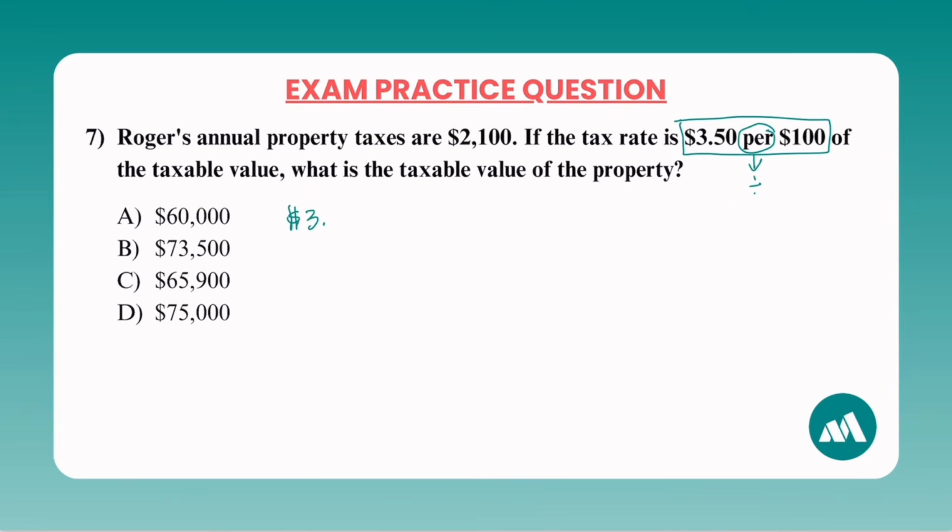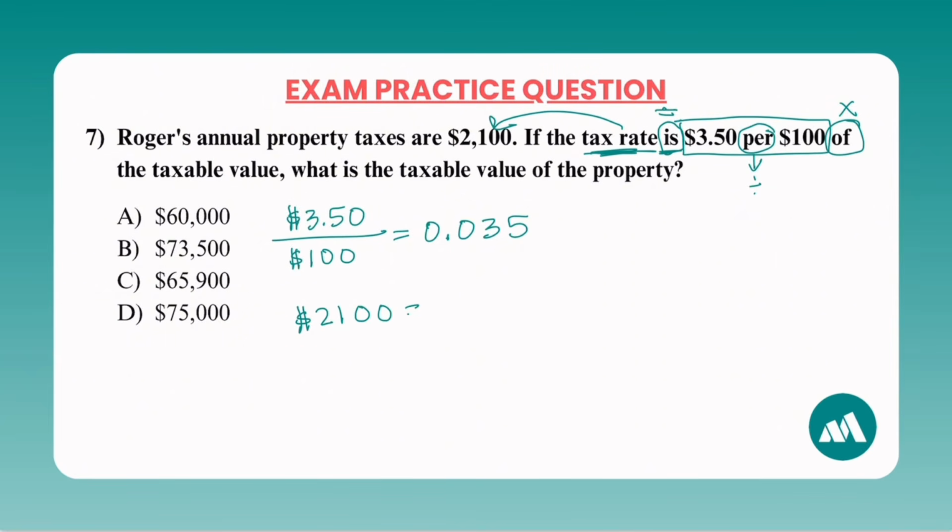So we're going to take $3.50 and divide it by $100. That is going to give us a total of 0.035. If you notice in this question, it says if the tax rate is, which means equals, tax rate is this 2,100. The word of means to multiply. So let's put it into perspective. So it's saying 2,100 equals 0.035. The word of means multiply, and then the taxable value.